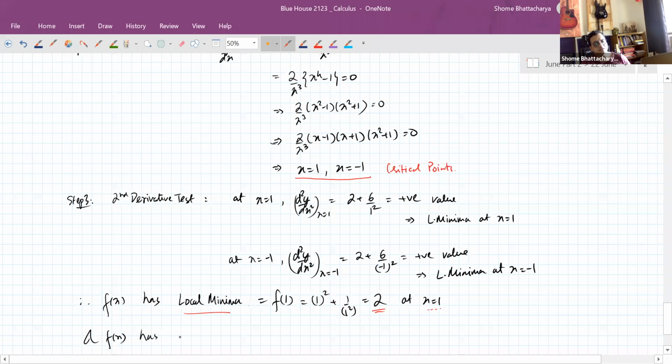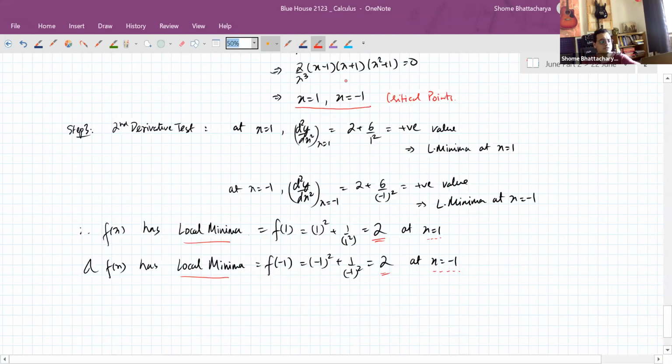f(x) again has another local maxima, another local minima, my mistake. Remember, there's no restriction on the number of maxima and minima, so there's no problem that we are having multiple maxima and minima. So again, it has a local minima equal to f of minus 1, which is again interestingly equal to the same value, equal to 2, but this time at the point minus 1. So two separate points, both giving the same value of local minimum, which is equal to 2.